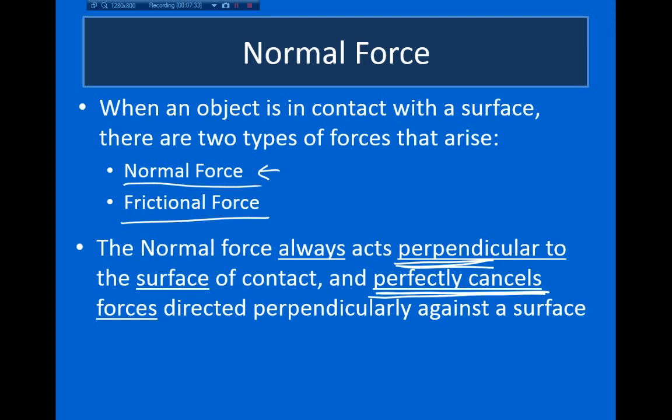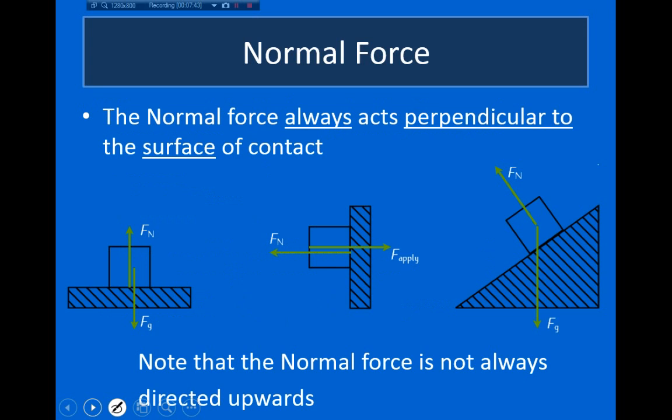So what do I mean by this? You might think, well, the normal force pushes up, right? It cancels gravity. And the answer is, well, yes and no. It depends on what you're looking at. If I have a box sitting on a flat surface like this, then yes, I have a force due to gravity that points down and a normal force that points up. And the normal force perfectly cancels the gravitational force.